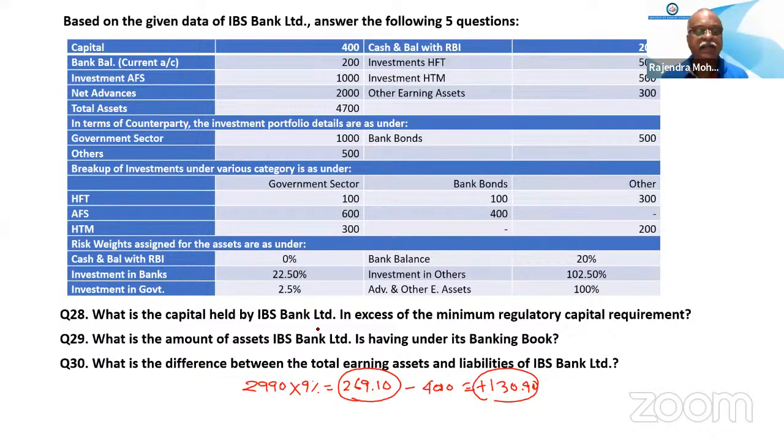So the question is asking, in excess of the minimum regulatory, how much? So 130.90 is the excess amount of capital which the bank is having. Okay. Next one is what is the amount?